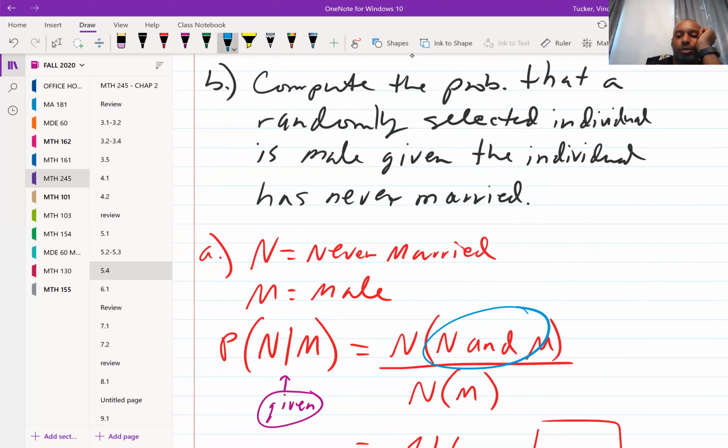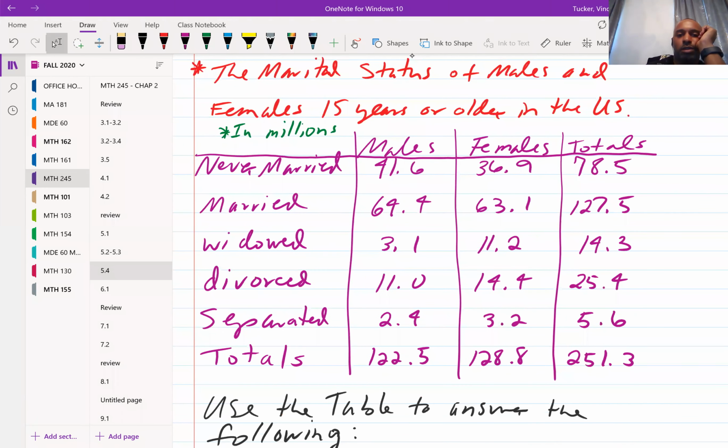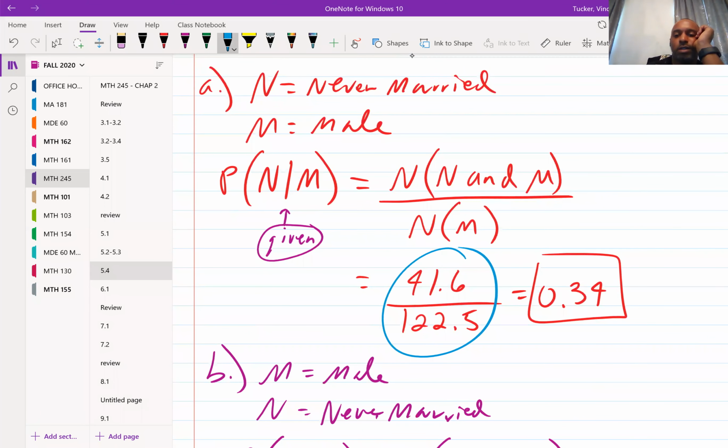So I'm looking for the number that fits the category of never married and male. And then down here, I'm looking at the number of males. So never married and male would be right here, 41.6. And then the total number of males, 122.5. And so that's what I did right here. And divide that out, gives you 0.34.